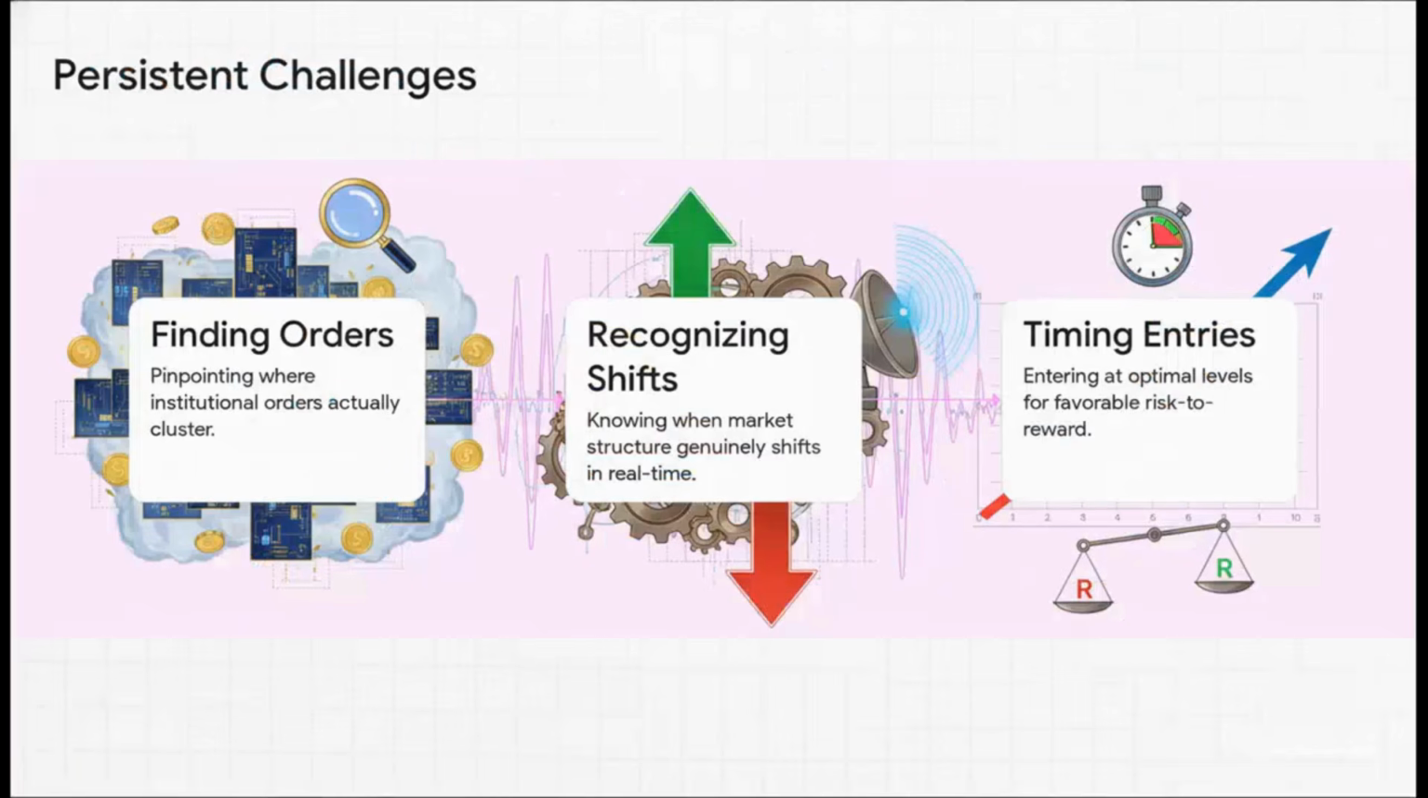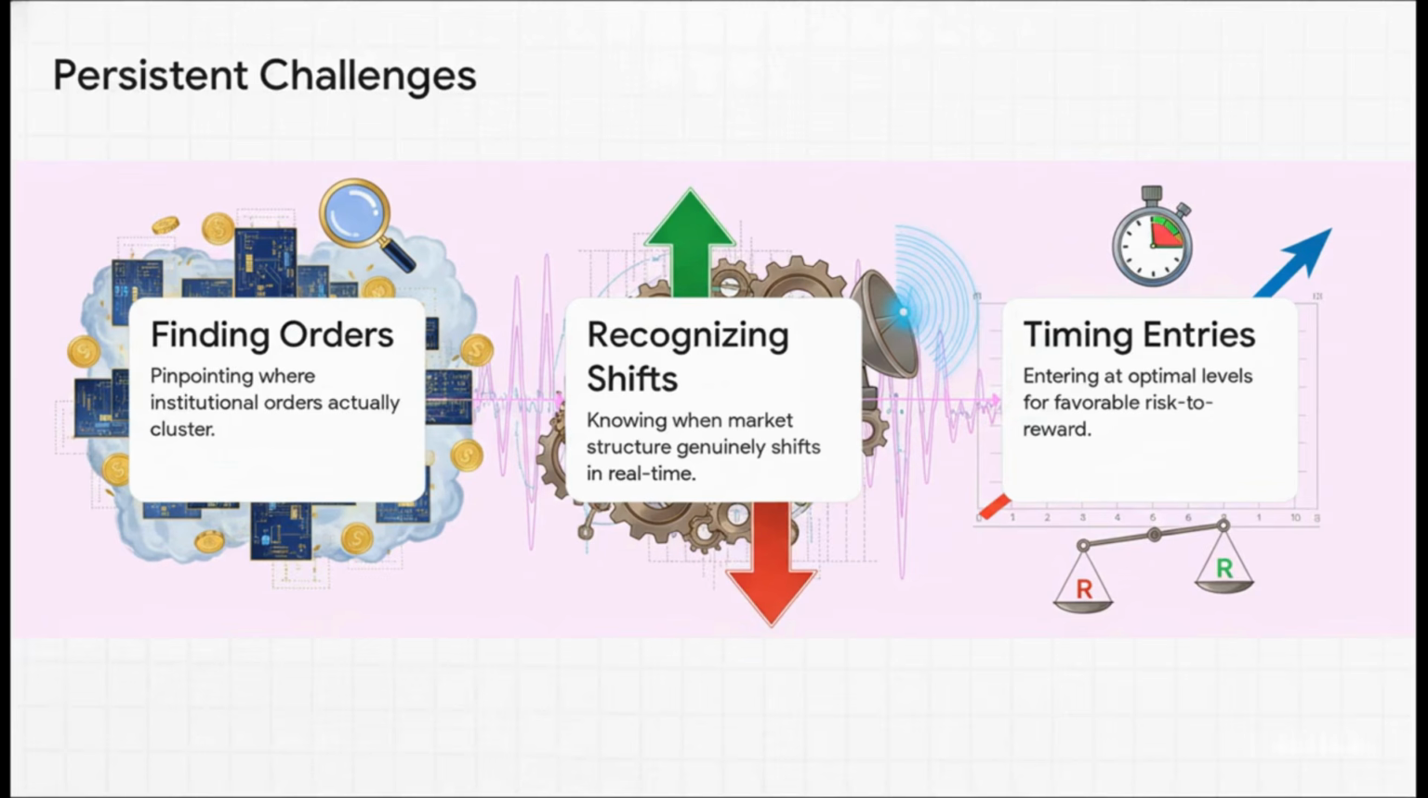And it really comes down to 3 persistent challenges. First, finding where the smart money, the big institutions, are actually placing their orders. Second, knowing when the market trend is genuinely shifting and not just faking you out. And third, and this one is big, getting your timing right for good risk to reward. Because simply guessing the direction correctly is nowhere near enough.